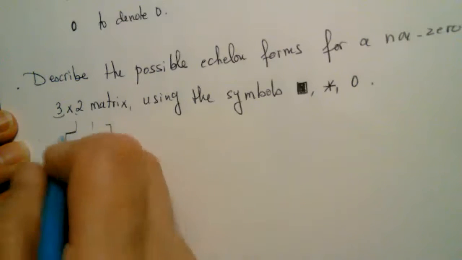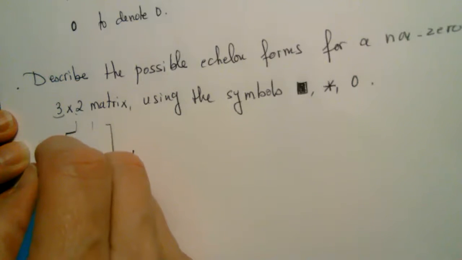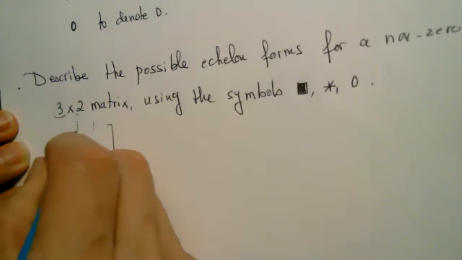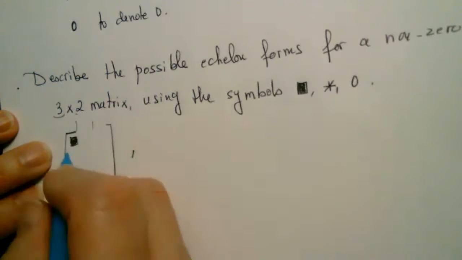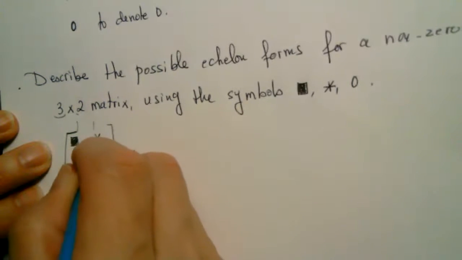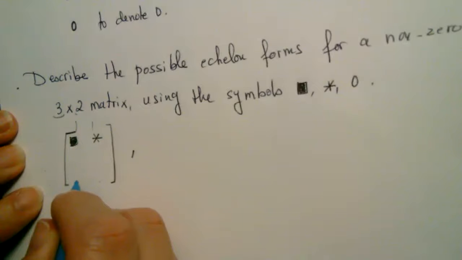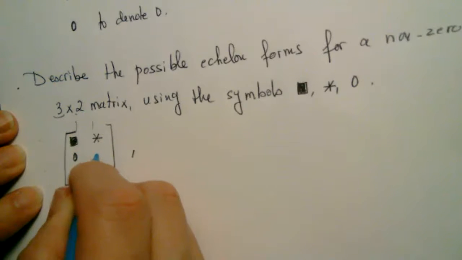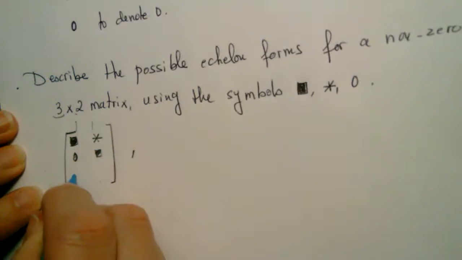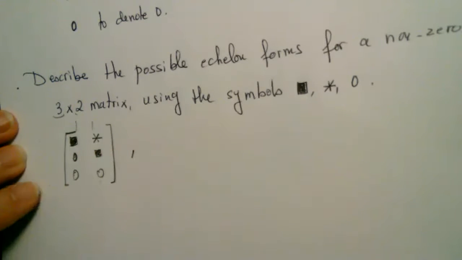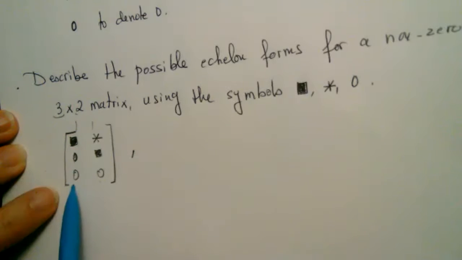So row 1, column 1, the square, and then row 1, column 2, a little star, and then in the next row 0, and then in the next column a box, and then two zeros at the bottom. We have no other choice. Once he made this choice, that's a leading entry. Everything below it has to be a 0. Once you make a choice, it has to be 0.